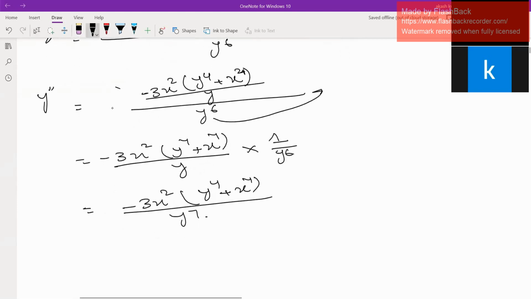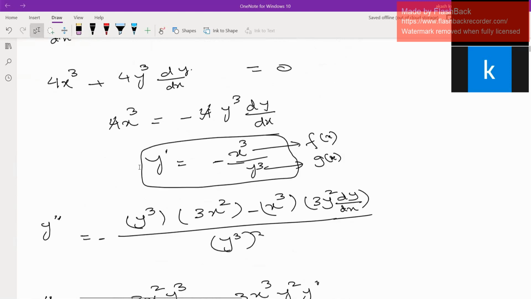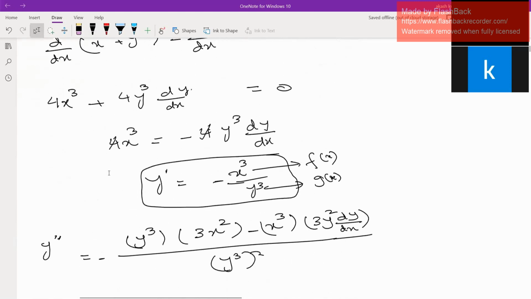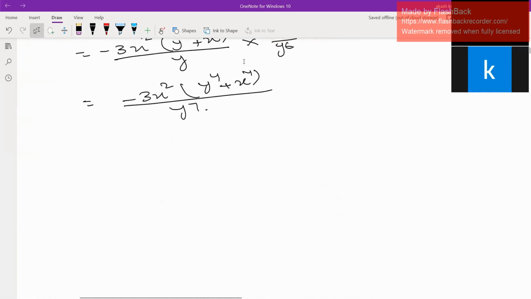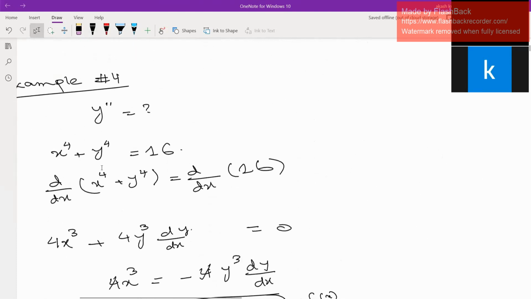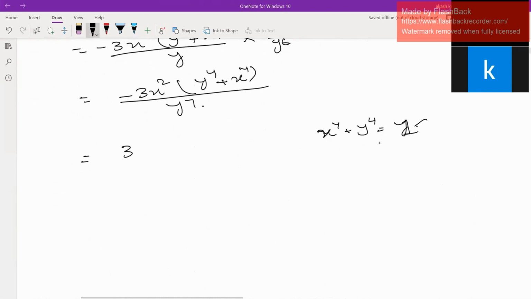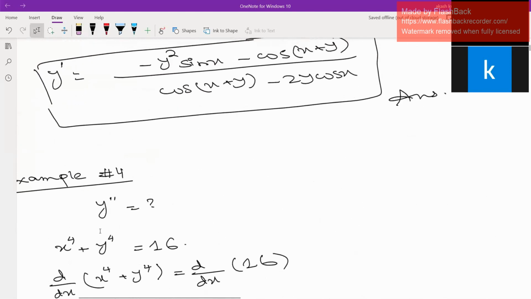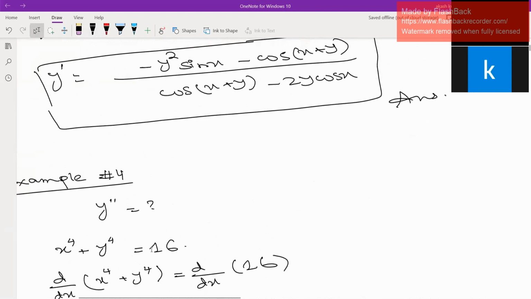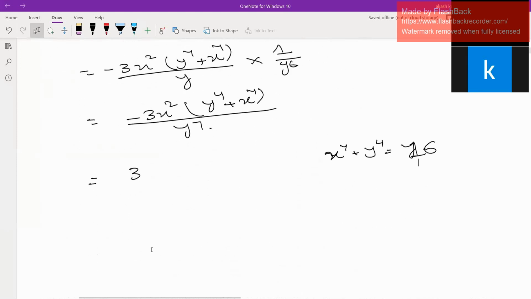Was this point clear to you? Okay, so going back to the function, our original function was x^4 plus y^4. Instead of x^4 plus y^4, can we write only 16? Because that was given to us: x^4 plus y^4 is equal to 16. So instead of writing x^4 plus y^4, we can write the value that is 16.